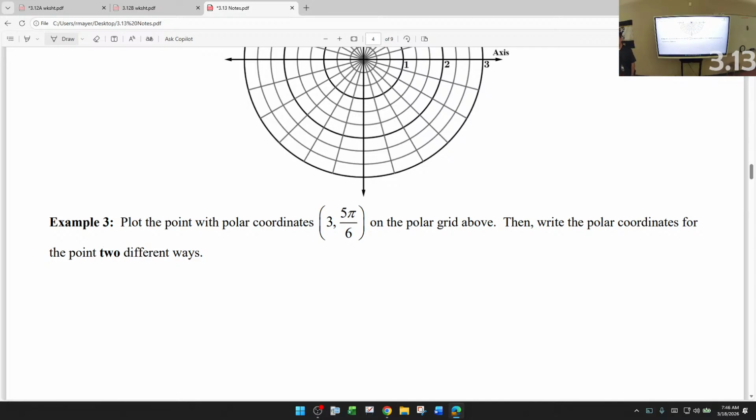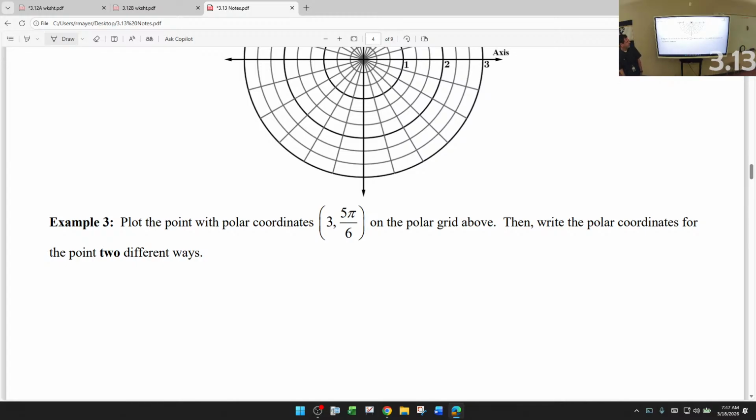AP will give you restrictions. They'll say you must have a negative R and a negative theta. AP will give you restrictions telling you one must be a negative R and one must be a negative theta. Now you can do both, but that won't get you 2 ways. All right, so 5 pi over 6.